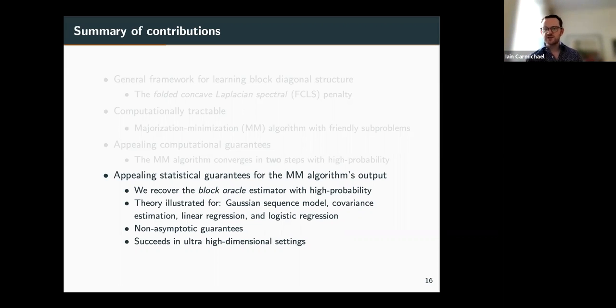So we're going to provide some general theory, and then we're going to show how that theory plays out for a number of classical statistical models, such as a Gaussian sequence model, covariance estimation, and linear and logistic regression. All of our guarantees are going to be non-asymptotic, and they're usually going to work in ultra high dimensional settings, when you have maybe an exponential number of features in the number of samples.